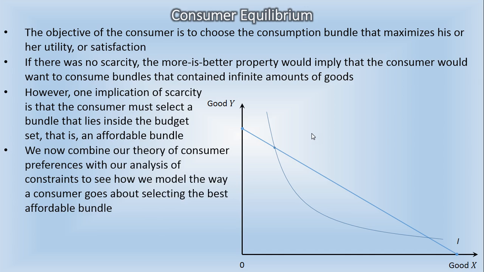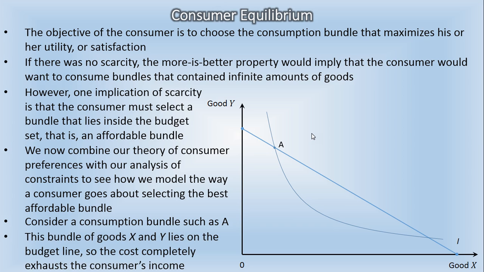So we now combine our theory of consumer preferences with our analysis of constraints to see how we model the way a consumer goes about selecting the best affordable bundle. So consider a consumption bundle such as A, right? A is on the budget line and therefore it is affordable. It's also on an indifference curve, right? The indifference curve is pretty high up, so it represents a consumption bundle that yields a good amount of utility.